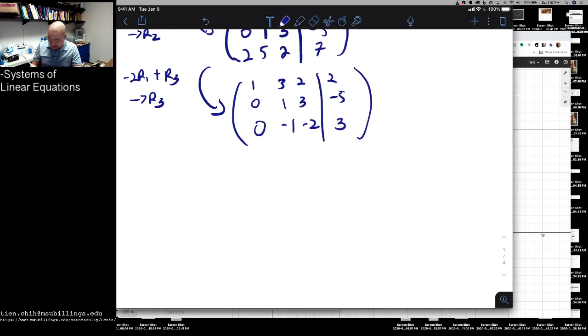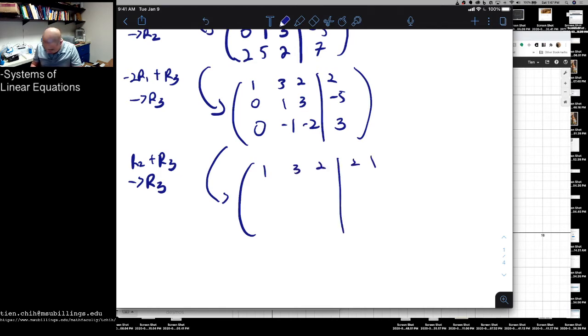Good. Now I want to take the second row and add it to the third row and store that into the third row. So the first row stays the same, the second row stays the same. And then the second row added to the third row gives me 0, 0, 1, -2.